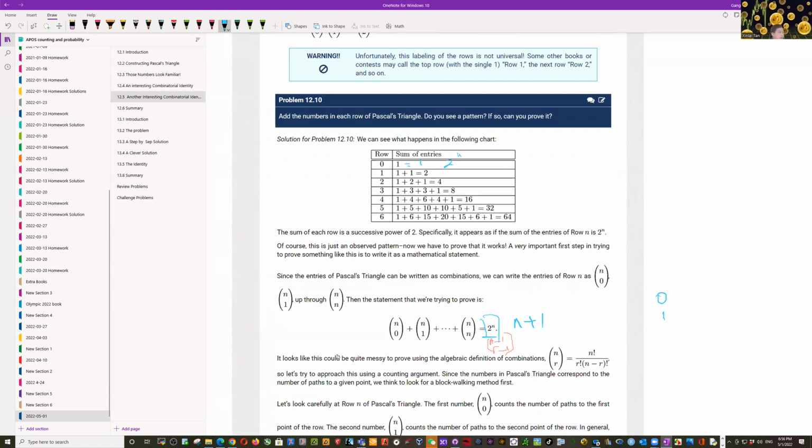Isn't 2 to the power of n just equal to n to that? Yeah, 2 to the power n. But then if you add these up, shouldn't it be bigger than that? No, it's just 2 to the power of n. It wouldn't be bigger, it's exactly 2 to the power of n.